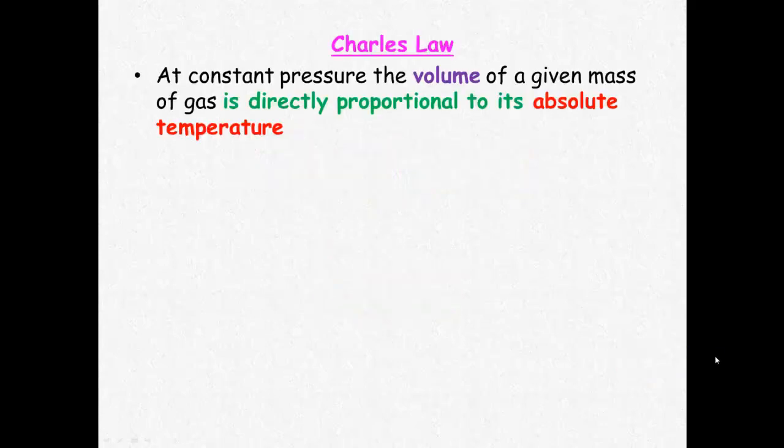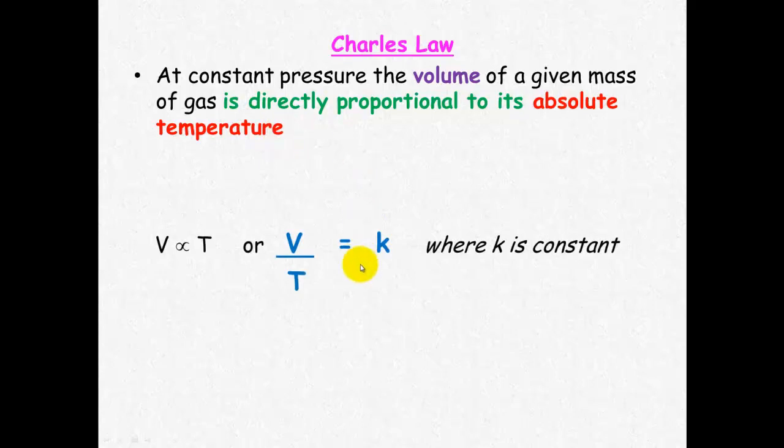Charles' law. Charles' law states that at a constant pressure, the volume of a given mass of gas is directly proportional to its temperature. The volume is directly proportional to its temperature. So as volume increases, temperature increases. When temperature increases, volume increases.